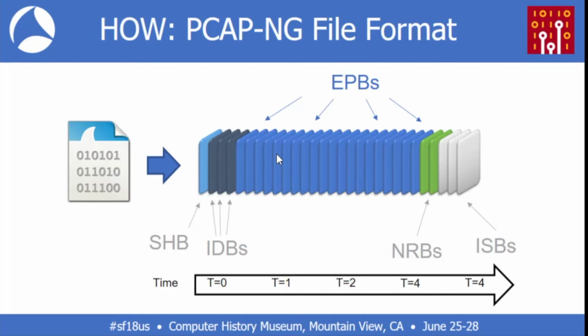I think they're about 2 megabytes each, the maximum size, and it'll just create as many as it needs. And then right at the end, Wireshark will write out a statistics block for each interface that it captured on. So that's how it can tell you what the packet drops were.